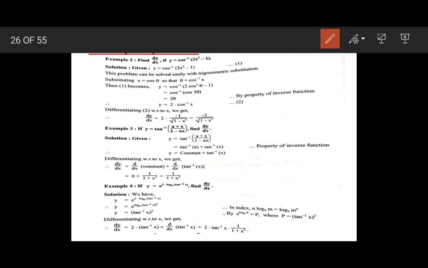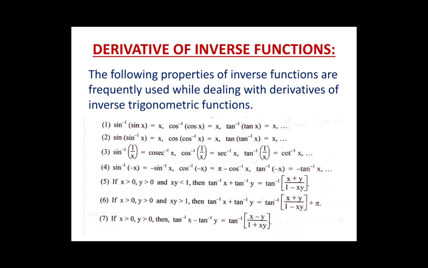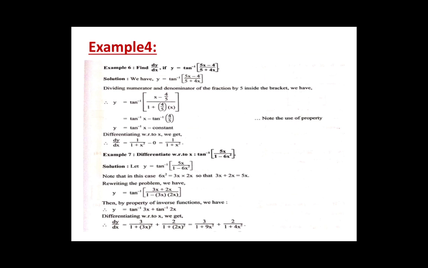Now differentiating with respect to x, first we have to apply the x raised to n formula. So the derivative of x raised to n is n x raised to n minus 1, into the derivative of tan inverse x. The derivative of tan inverse x is 1 upon 1 plus x square. Okay. So this is the final answer. Now let's see the next sum.